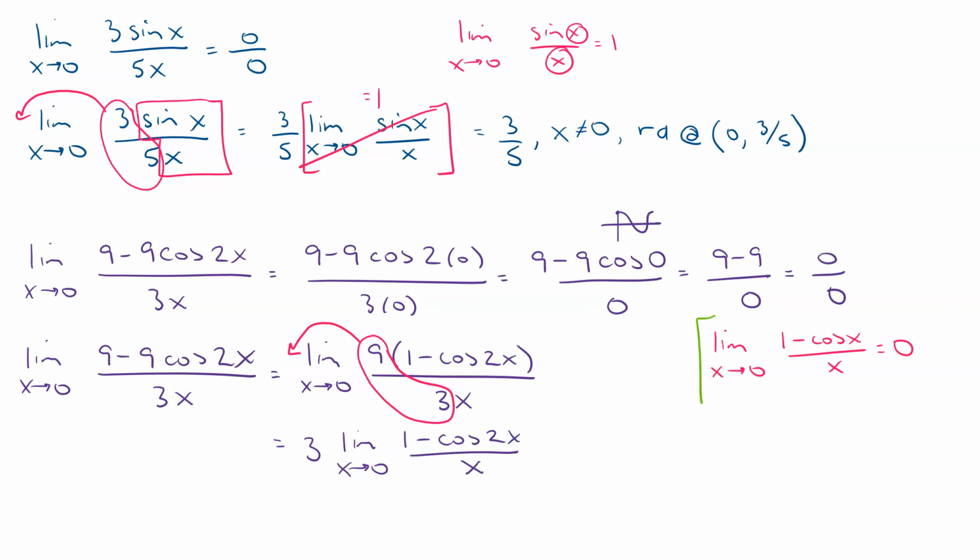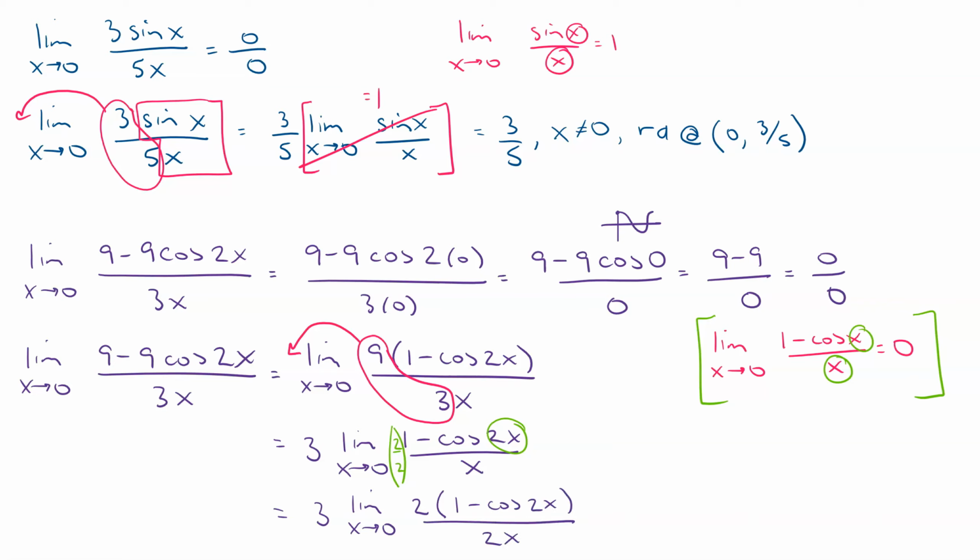We're much closer to the limit combo that we need, but we know that these variable terms must match exactly, and right now we have a 2x on the cosine, so we need a matching 2x on the bottom. What we do to the bottom, we also have to do to the top, so let's multiply the top and bottom by 2. That gives us 3 times the limit as x goes to 0 of 2 times (1 minus cosine 2x) over 2x.